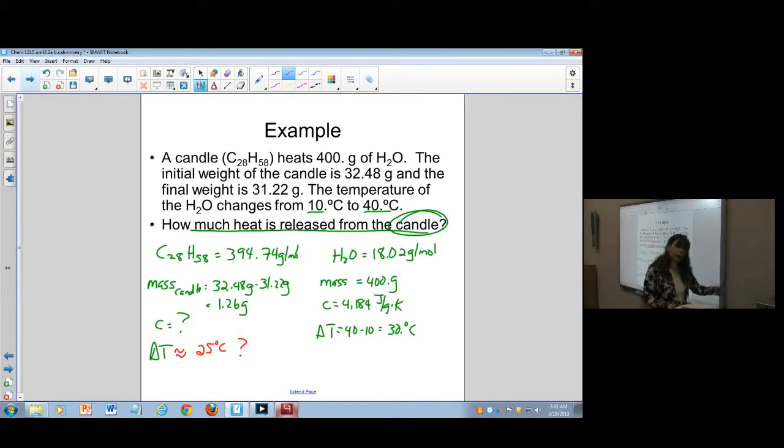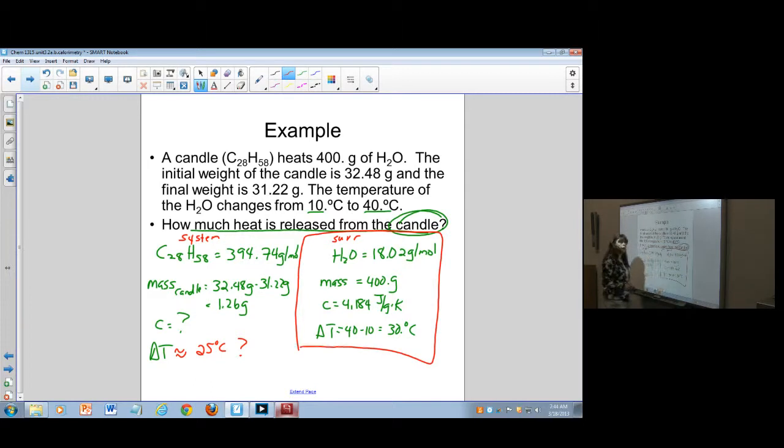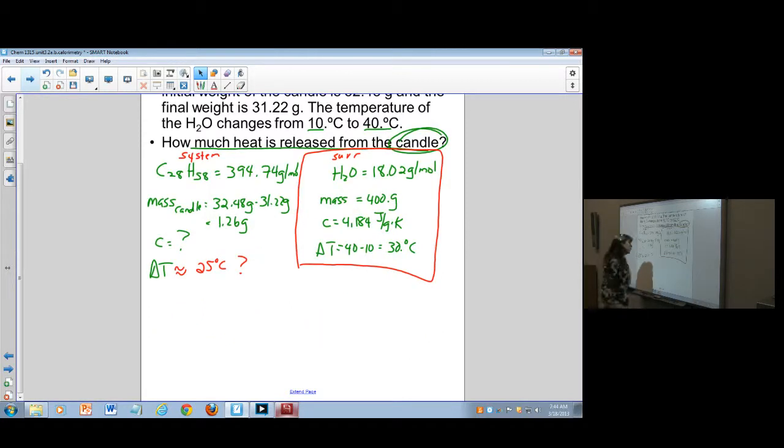So how do we go about figuring out how this works? Well, by the way, I should have done this first. This is our system, and this is our surroundings. If we know everything we need to know about the surroundings, like we seem to know here, then we can figure out what happened in the system. So we have a mass, a specific heat, and a change in temperature for the water, but we seem to be missing that information for the candle.